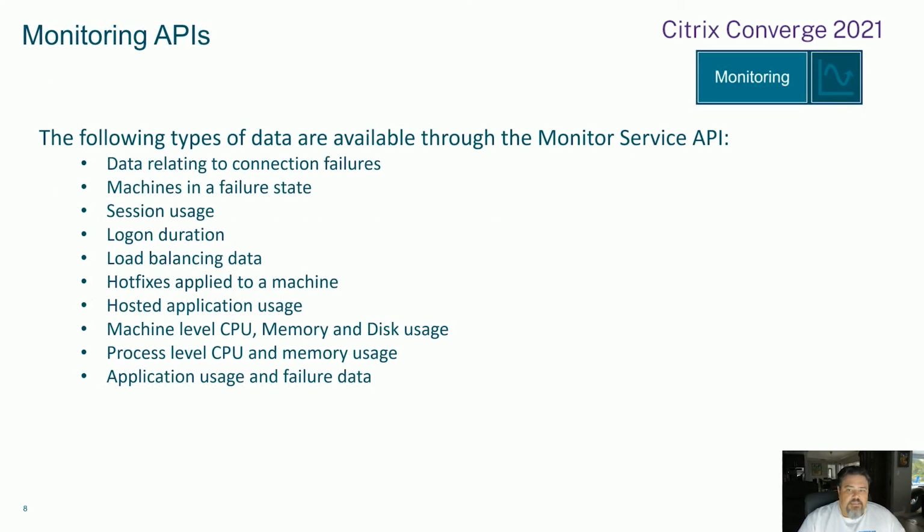Monitoring APIs, also known as the OData APIs, really allow you to connect and search for usage, logon duration, if you have hotfixes applied to a machine, and what kind of performance you're running on this machine. Anything you would see in Director, you could get that data through these APIs.